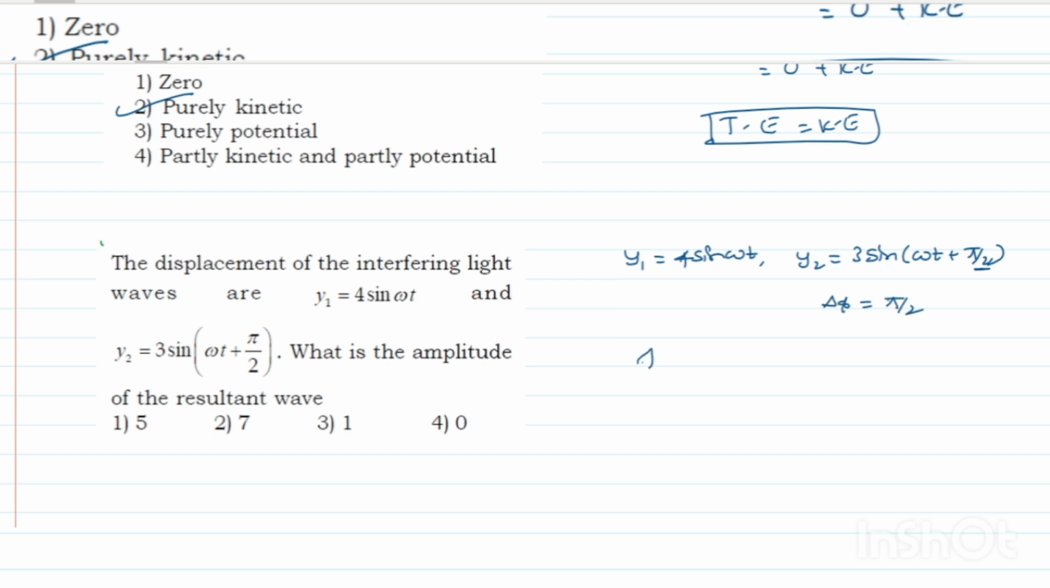Then the resultant amplitude will be the square root of a1 square plus a2 square. The amplitude of the first wave is 4 square plus the amplitude of the second wave is 3 square. So 4 square plus 3 square is 16 plus 9, 25. Square root of 25 is 5. So 5 units is the correct answer.